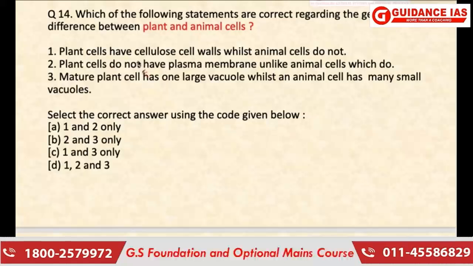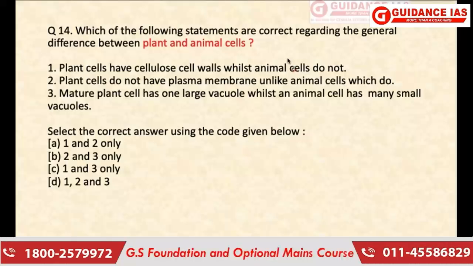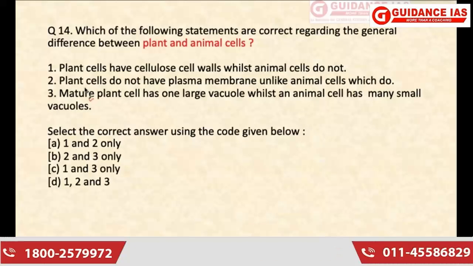So plant cell have cellulose cell wall while animal cell do not have. We have just seen it is a correct statement. Cell wall का basically काम क्या होता है? It provides a structural support to the entire cell. The second statement says plant cell do not have plasma membrane while unlike animal cell which do have. So this is an incorrect statement.